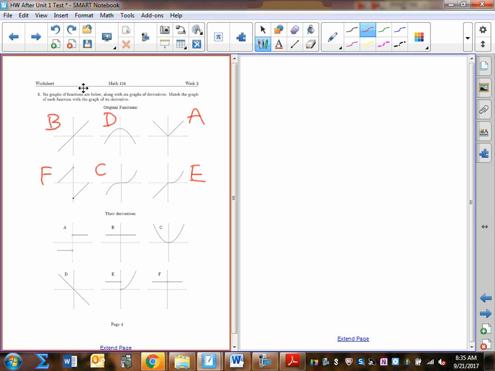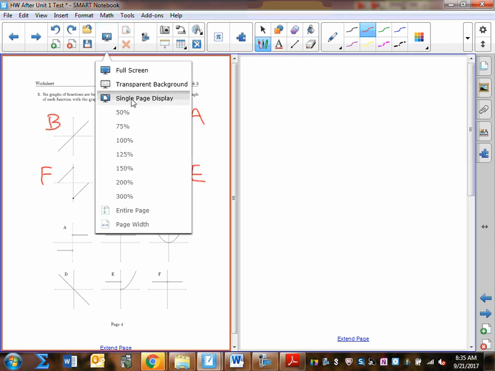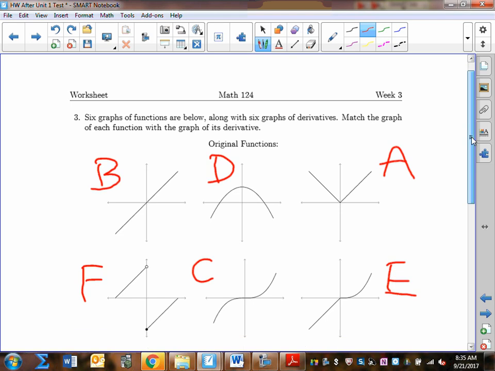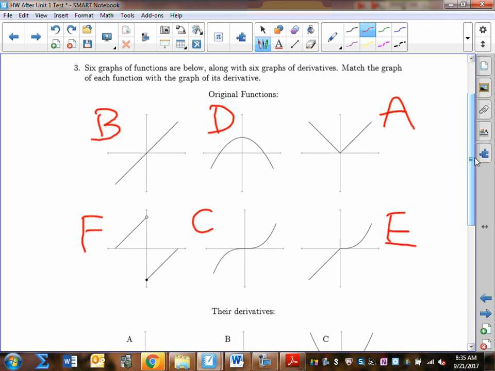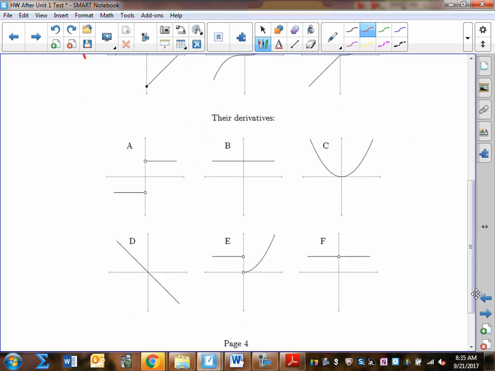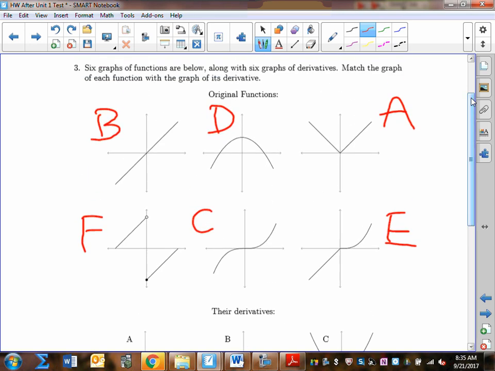Now, when we're going through these graph matches, you can look at your original, think of your slopes and see which derivative matches that, or look at your derivative and think what type. So these are negative slopes, positive slopes. So on my original graph, I should have negative slope, positive slope. I kind of think it's easier to start off with your original.